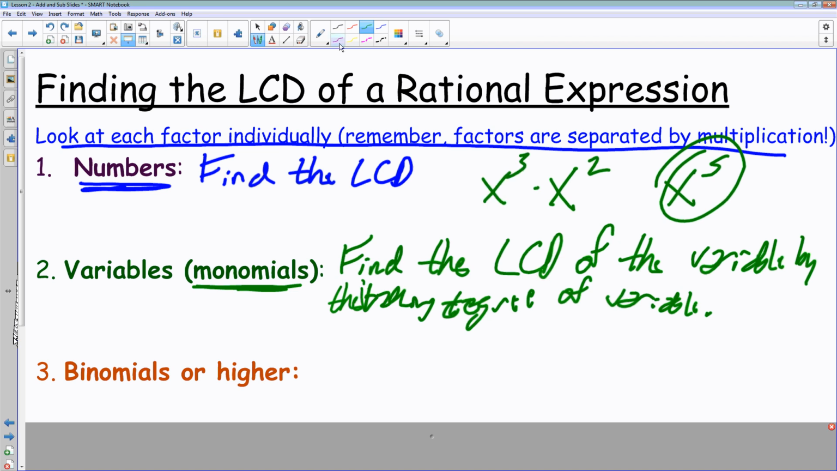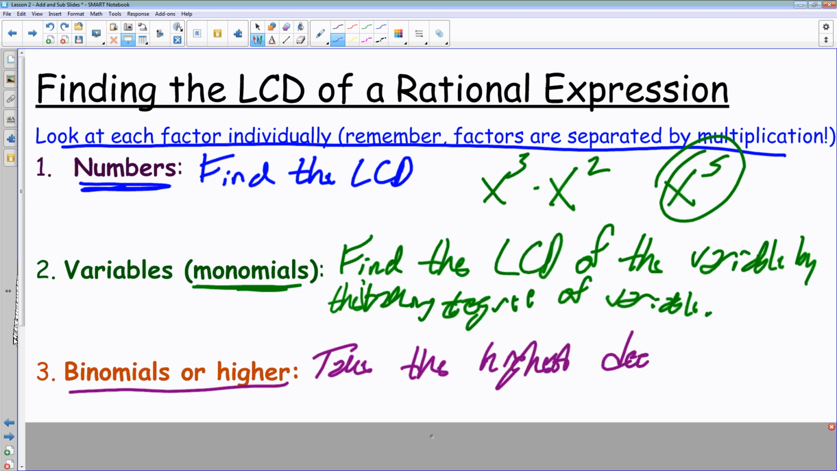And then when we're dealing with binomials or higher, you're just going to take the highest degree of the factor found in the expression.